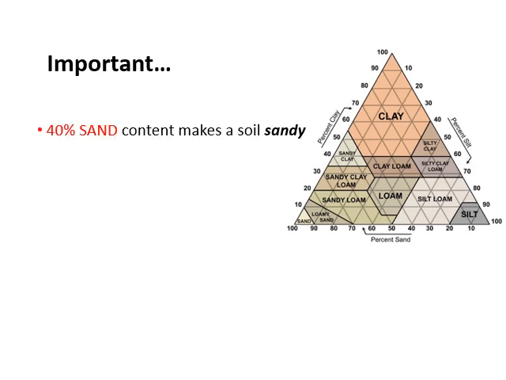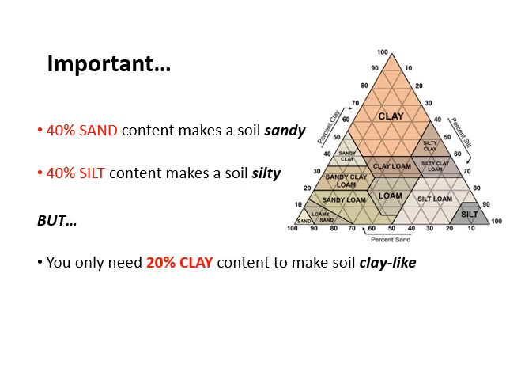So what's important to learn from the texture triangle is that looking at the different contents, 40% sand in any soil sample makes it a sandy soil. 40% silt makes it a silty soil. But if you have anything over 20% clay, it is a clay soil. So really want to pay attention to that clay content, right? Anytime you go over 20%, you're into clay-like soils. So if you have a crop that's particularly sensitive to excessive moisture in the root zone, you want to make sure you're below 20% clay content, right? So sandy loam, loam, silt loam. You don't want to go anywhere over that 20% clay content.